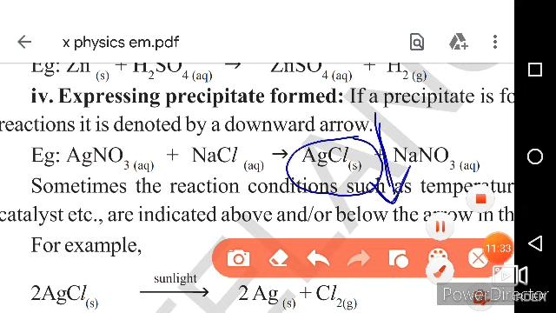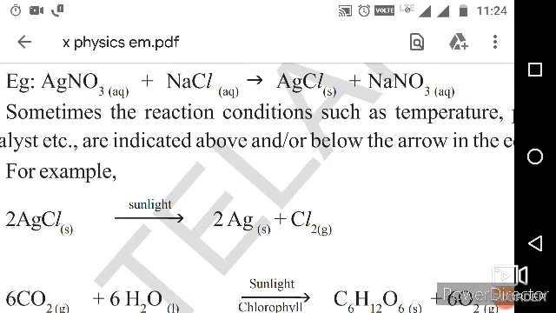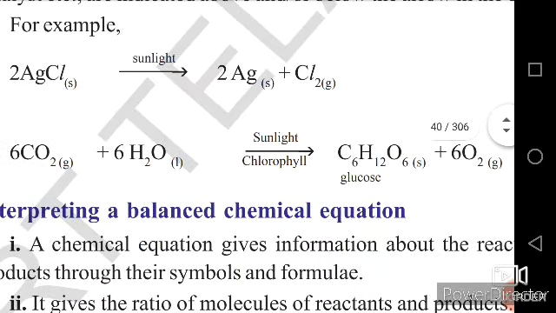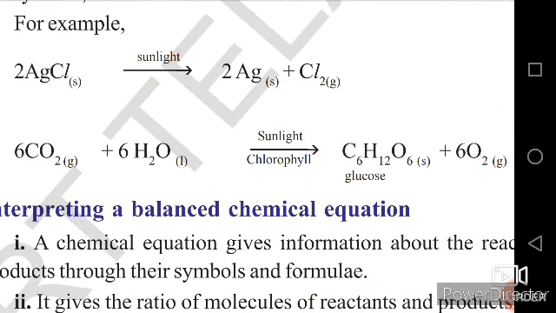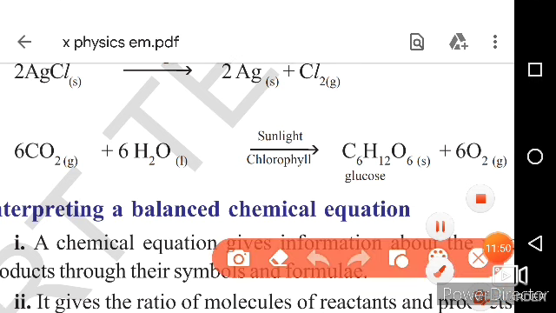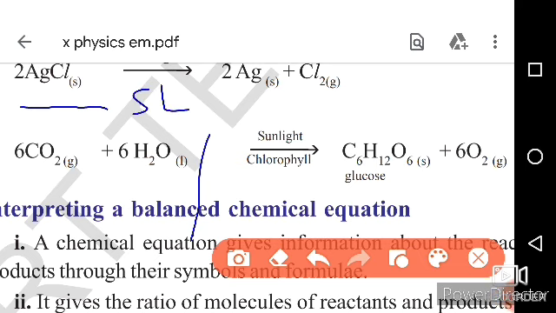There are other characteristics also, such as temperature, pressure, and catalyst. So look at the examples. In the first example, AgCl, in the presence of sunlight, decomposes into Ag and Cl. So in this reaction, sunlight provides heat energy, which is also needed for completion of the reaction.